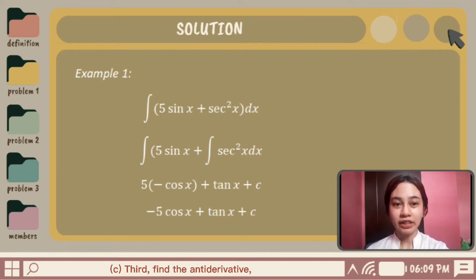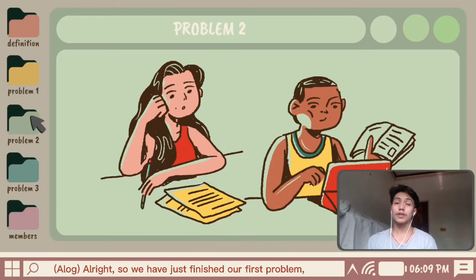Third, find the antiderivative. For sine x, the antiderivative is negative cosine x, while for secant squared x it is tan x. And don't forget to add c since we don't know what number is there. Since we still have number 5, we just have to fix the placing of numbers. Our answer is negative 5 cosine x plus tan x plus c. Alright, so we have just finished our first problem. Now on to the second one.